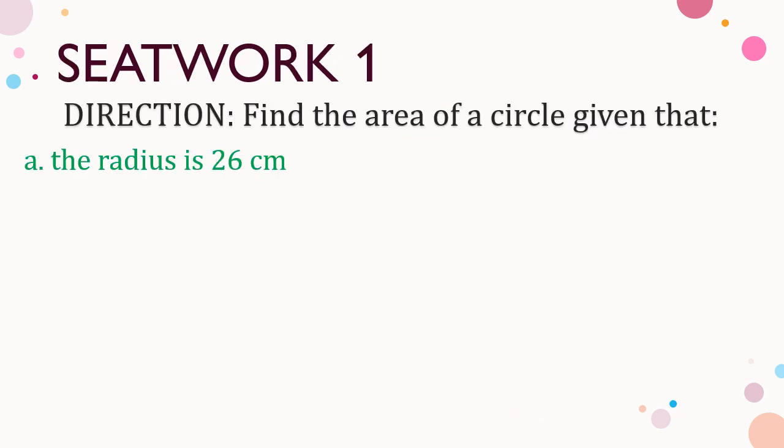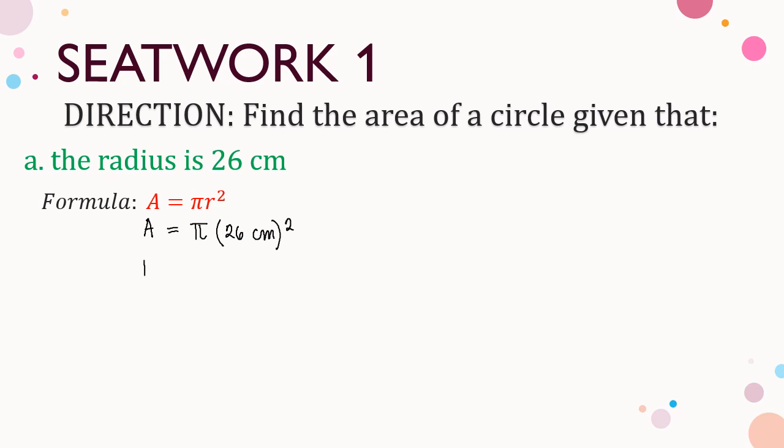For our first activity, we are going to find the area of a circle given the following data. First, let's start with the radius is 26 centimeters. Now, of course, we need our formula for area, and that is pi r squared. So let us substitute already, so we can have area equals pi. I'm going to substitute the approximate value of pi later on. For now, let us focus on our radius, which is 26 centimeters squared. Don't forget the exponent, which is 2.